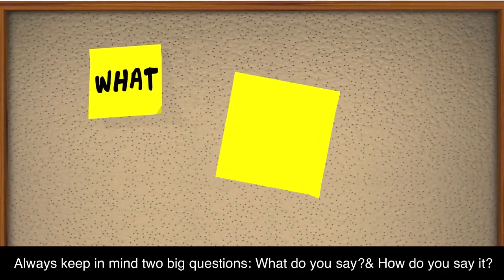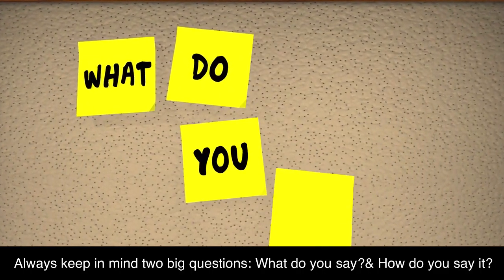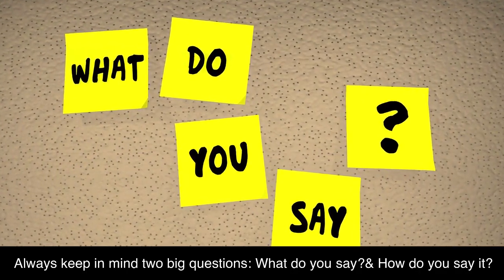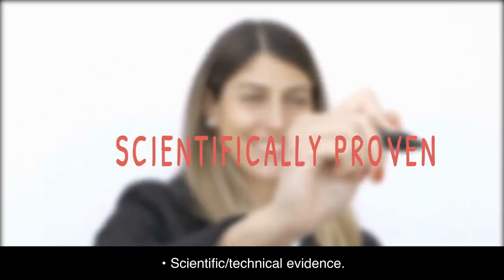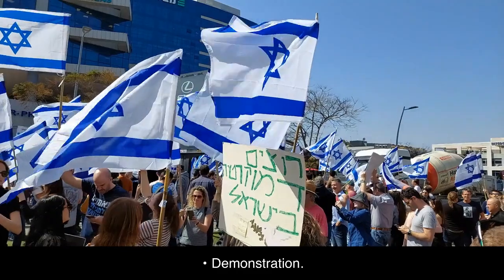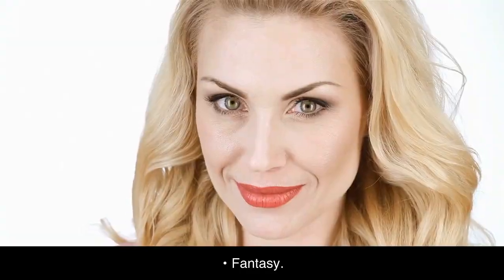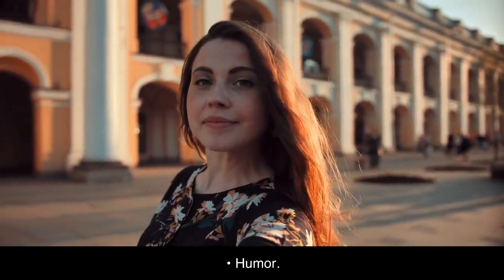Advertising execution. Always keep in mind 2 big questions: What do you say? And how do you say it? Straight sell or factual message. Animation. Scientific, technical evidence. Personality symbol. Demonstration. Fantasy. Testimony. Dramatization. Humor.